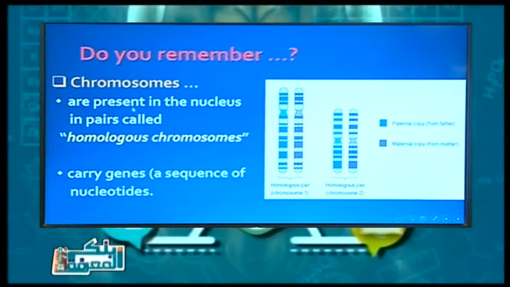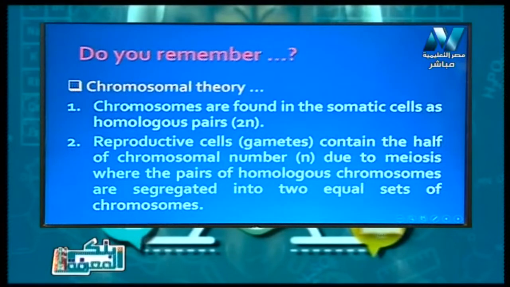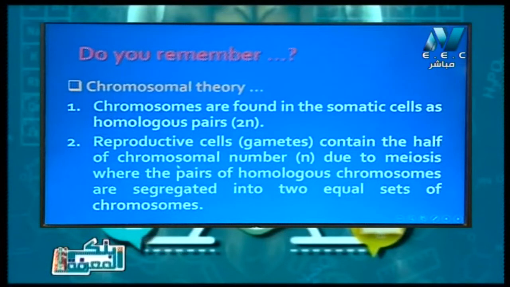Actually, of the homologous chromosomes, one comes from the male parent and the other comes from the female parent in the somatic cell. So the chromosomes carry genes. Of course, you studied the chromosomal theory, and to remember its points: the chromosomes are found in the somatic cells in pairs, as we said. The reproductive cell, which is the gamete, contains half the number of chromosomes, n, and this number is reduced to half during the meiosis division. So during the meiosis division, the 2n becomes n in the produced cell.